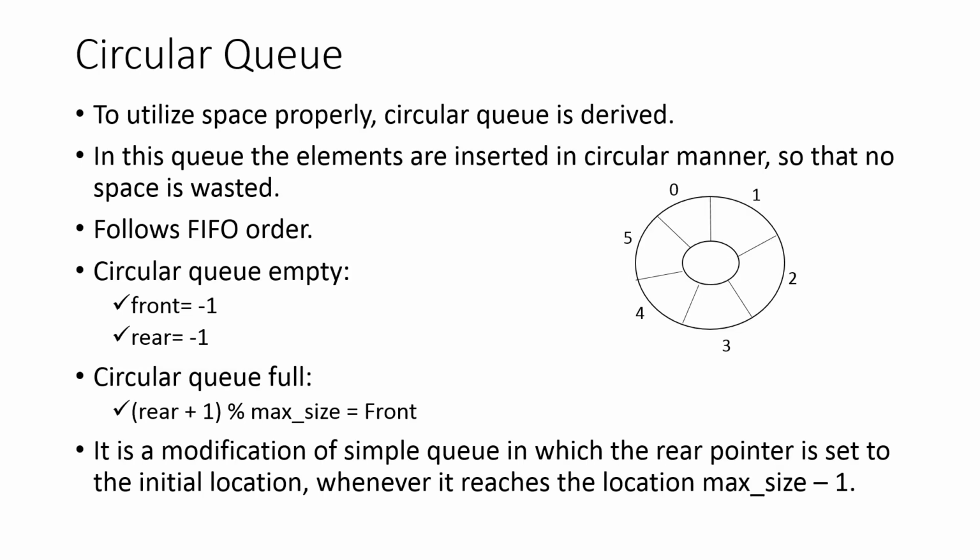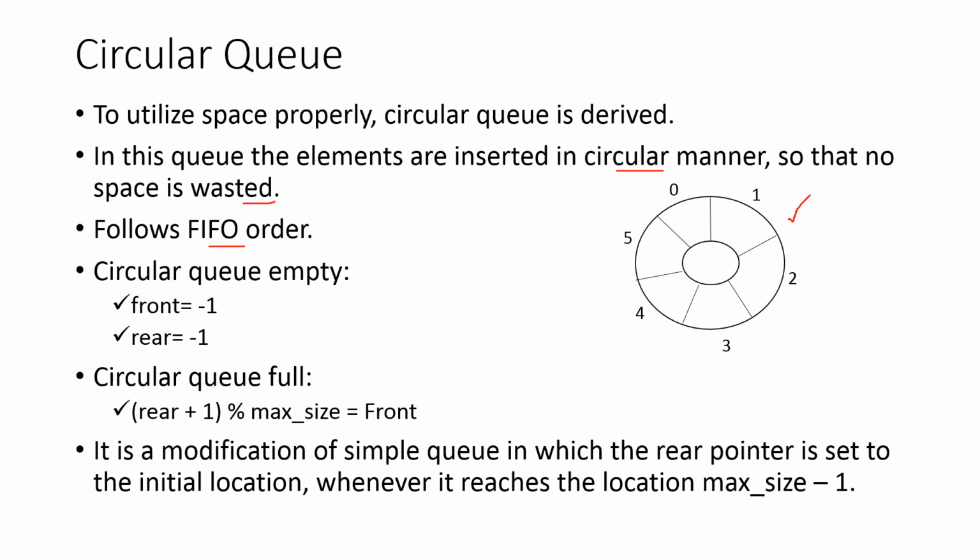Circular queue. To utilize space properly, circular queue is used. In this queue, the elements are inserted in a circular manner so that no space is wasted. This is an example of a circular queue. It is derived to use the space properly, and it also follows the FIFO pattern.